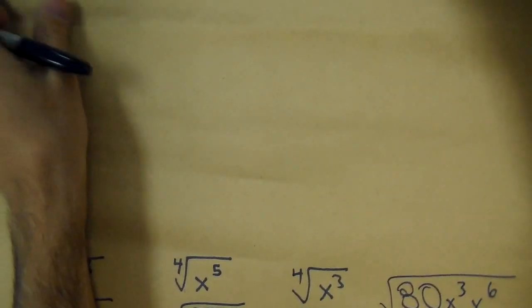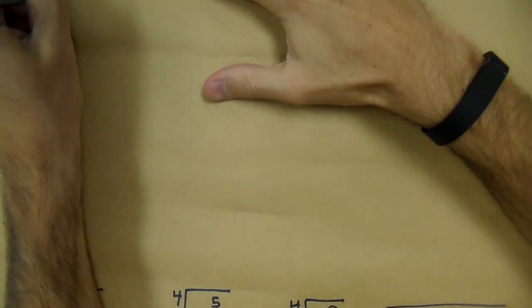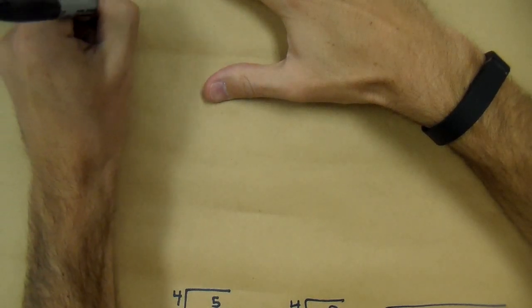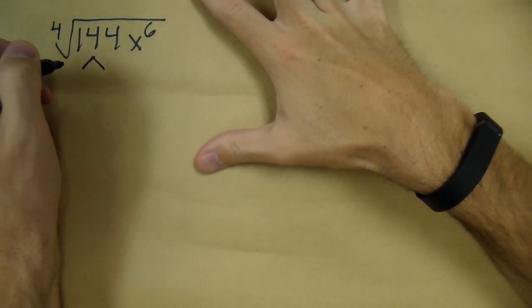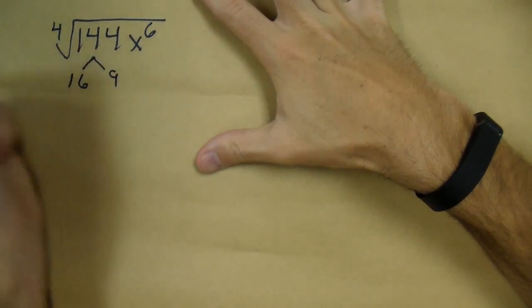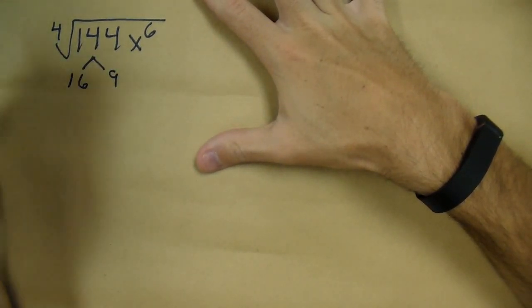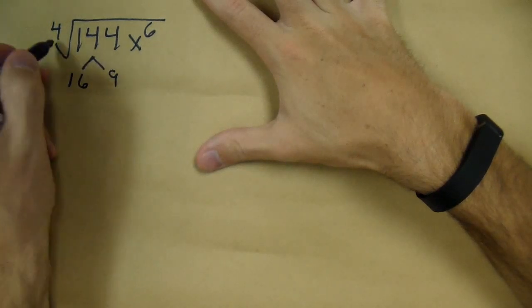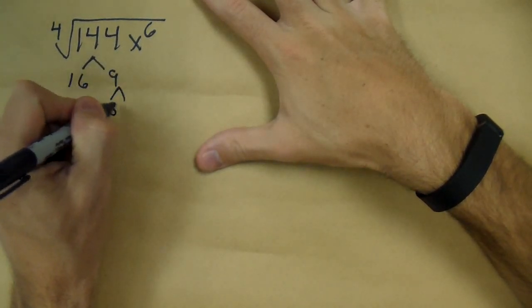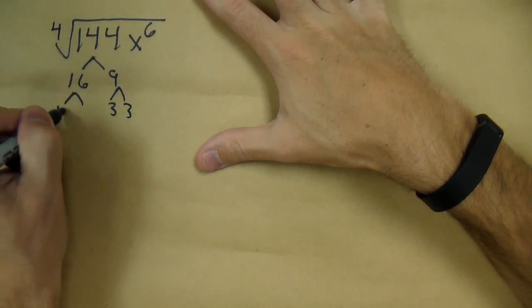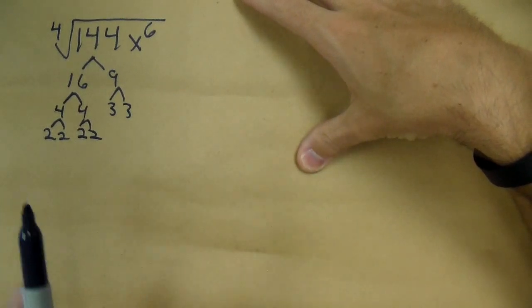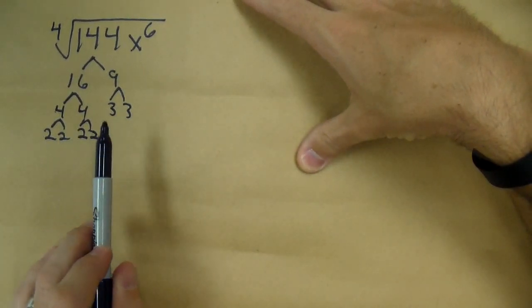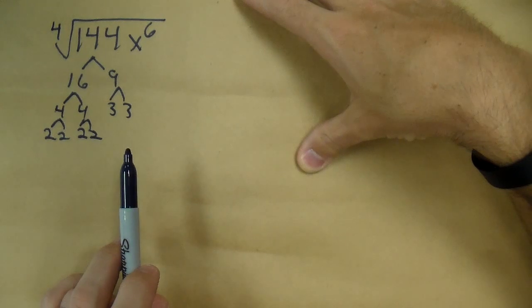So let's look at something like the 4th root of 144x to the 6th. If we look at the factors of 144, it is 16 times 9. Now, if that was the square root, we'd know it's 12 and 12. But this is now the 4th root. 16 is 4 times 4, so I've got some 2's here. The factors of 144 are 2, 2, 2, 2, 3, 3, or 2 to the 4th and 3 squared.